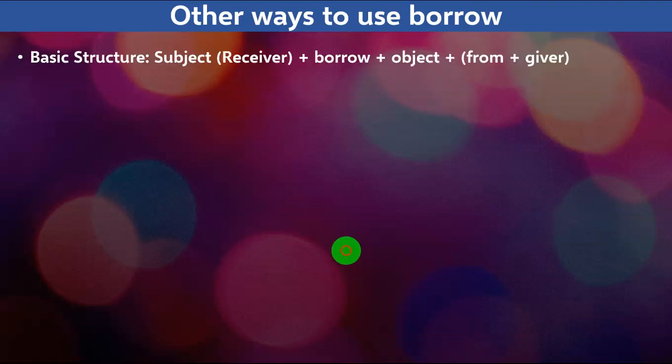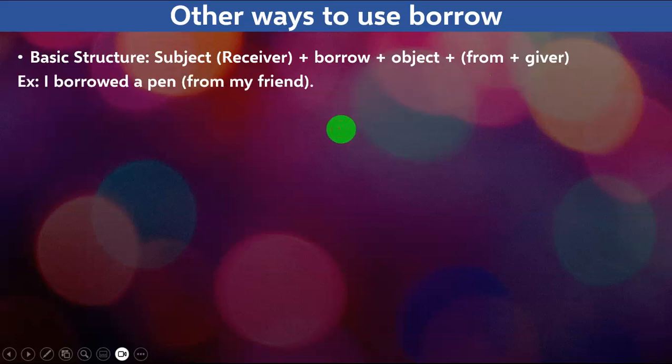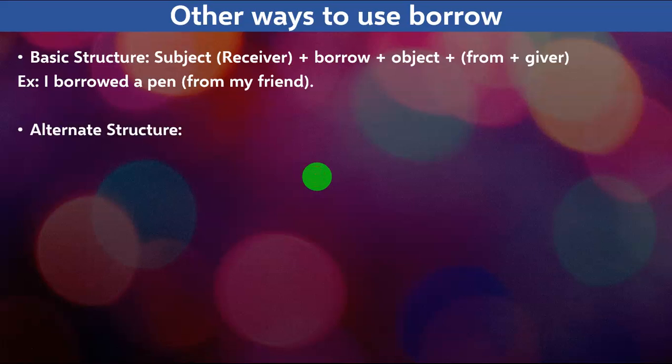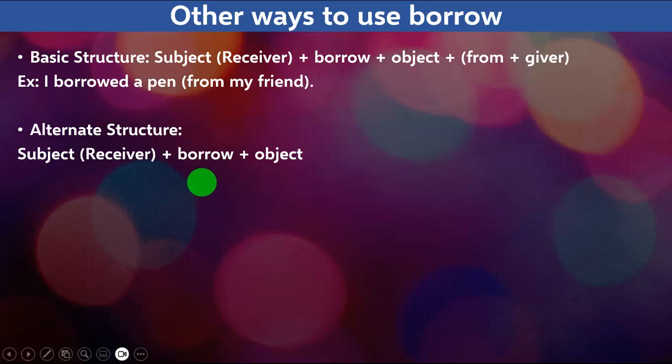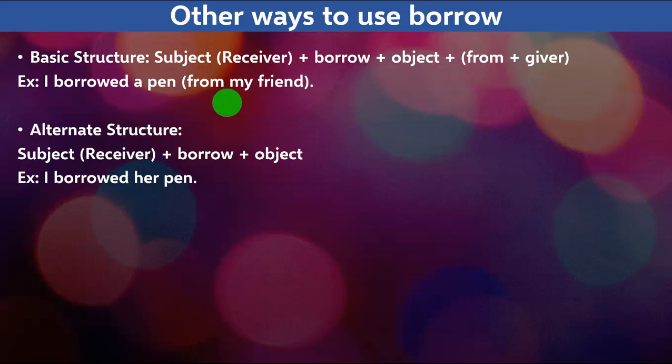Now I have already talked to you about the basic structure. The basic structure is subject, which is the receiver, plus borrow, plus object, plus from, plus giver. Right? And I told you about the example, I borrowed a pen from my friend. Okay, this is optional out here. However, there are a couple of other structures which you need to be aware of. There is an alternate structure, which is subject plus borrow plus object. Fairly simple. An example could be, I borrowed her pen, right? So rather than saying I borrowed a pen from my friend, you can say I borrowed her pen. So you are specifically saying from whom you borrowed the pen. I borrowed her pen. Now this is an alternate structure.